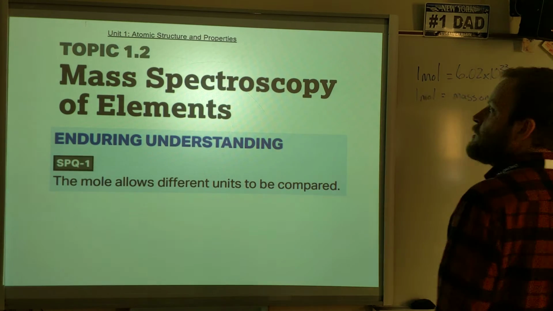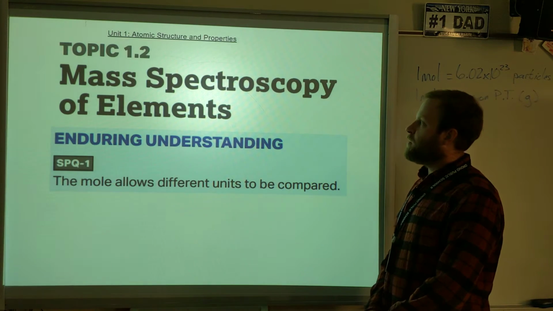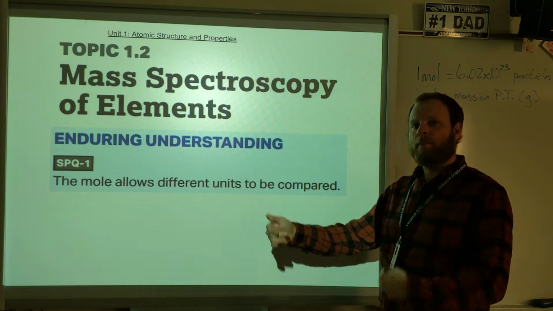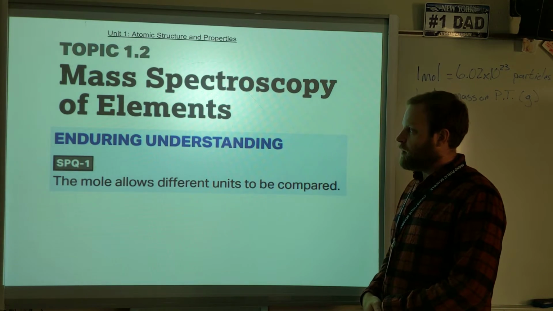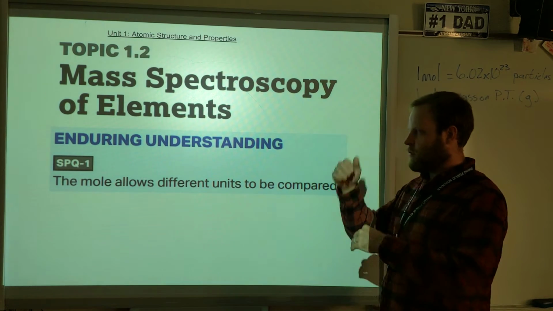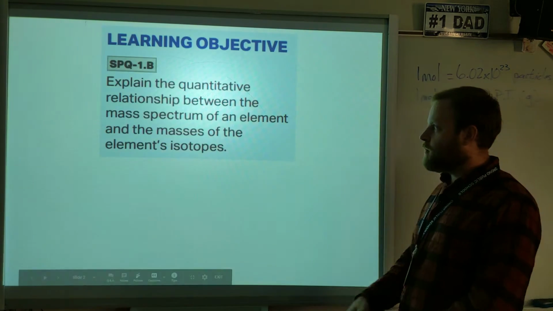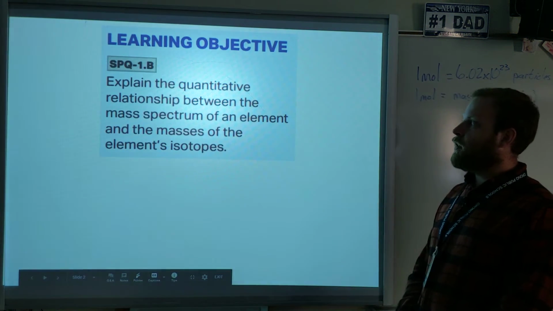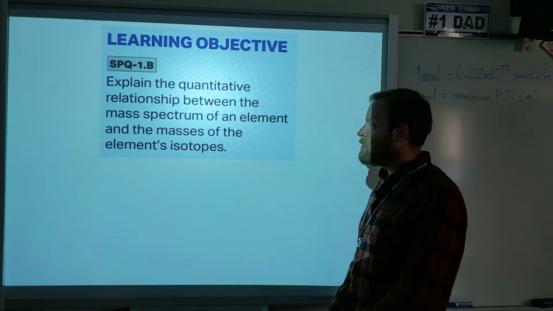Learning target 1.2 is mass spectroscopy of the elements. Spectroscopy basically means you're measuring something that's in a spectrum, so you can have variable amounts of values. It's not set in discrete intervals. We're still on the mole enduring understanding, so that's great. Explain the quantitative relationship between the mass spectrum of an element and the masses of the element's isotopes.